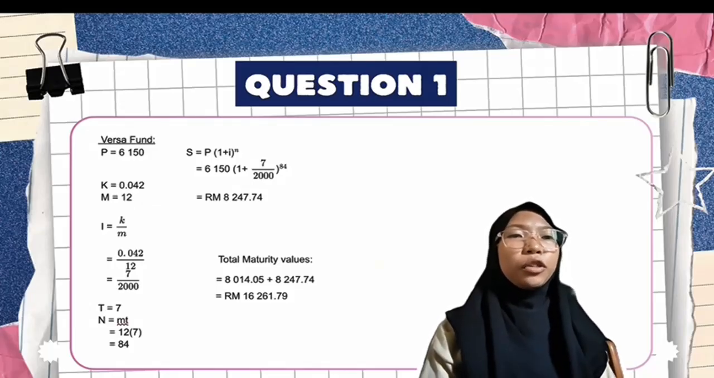Then, I used the compound interest formula, which is principal multiplied by 1 plus the monthly rate raised to the power of 84. This gives a final amount of 8,247 ringgit and 74 cents, which is higher because of the slightly better rate and monthly compounding.